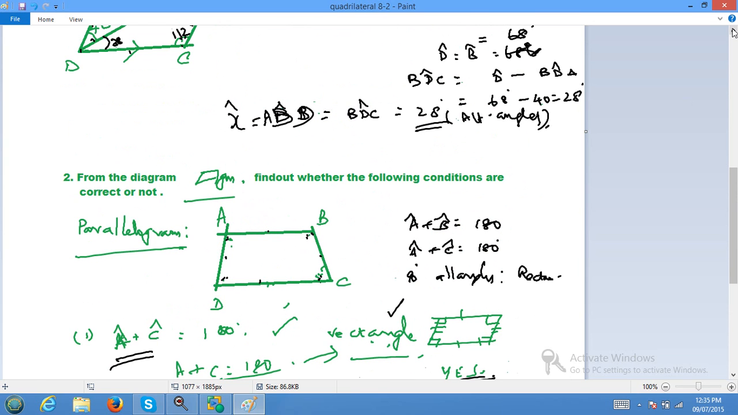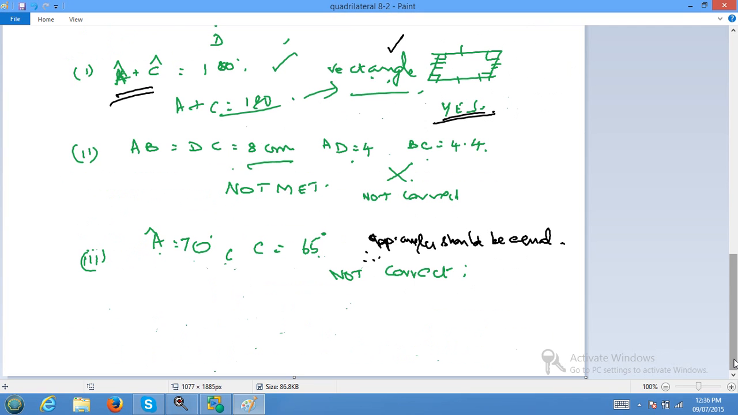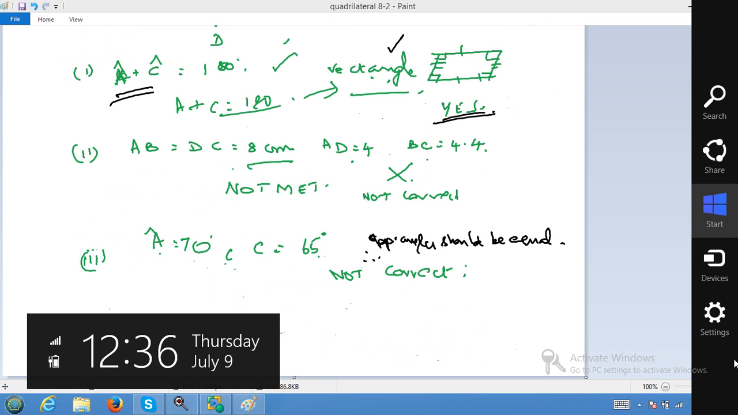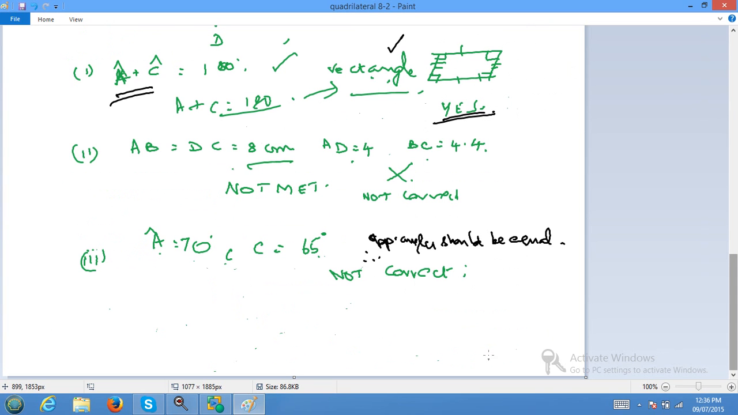What will happen if all four sides are equal in a parallelogram? If all four sides are equal, it will become a rhombus. It's called a rhombus. We'll study more about parallelograms. Okay, next lesson. Thank you.